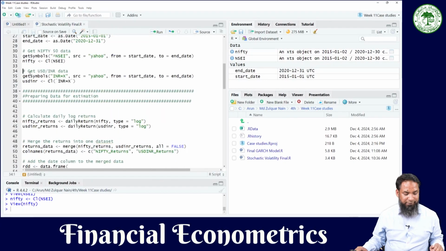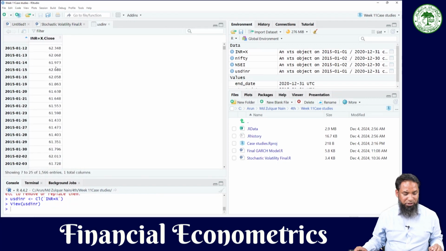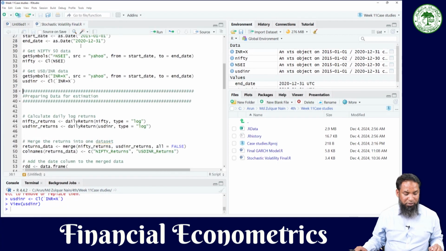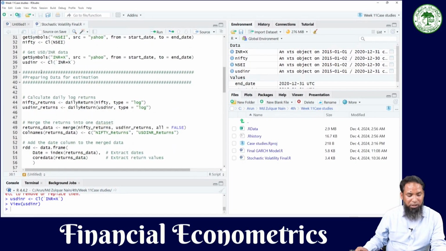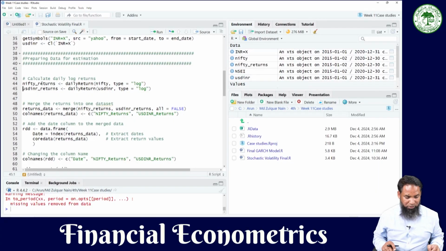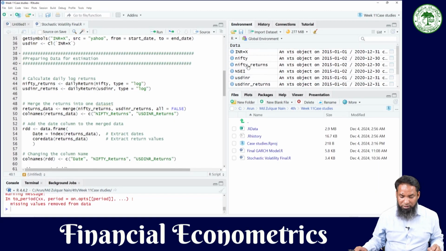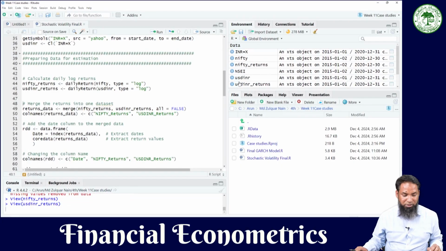Next we are taking the exchange rate data. So this is USD INR, the closing exchange rate data we have. So first we have downloaded the data. Now we are preparing the data for estimation. First we will calculate the log returns. We are calculating both returns: the Nifty returns and the exchange rate returns.